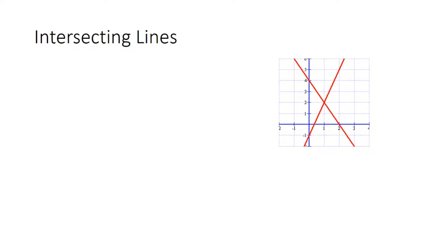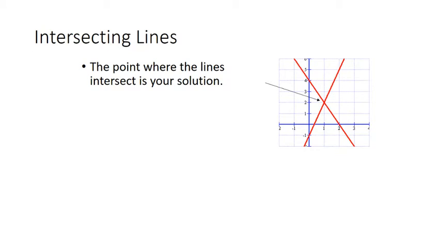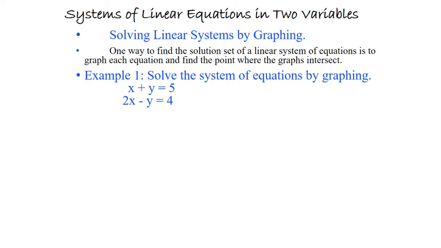So if we have this graph and I want to know what the solution is, it looks like the lines intersect at the point (1, 2). Therefore, the solution of this graph will be the ordered pair (1, 2). So let's look at a couple examples. The first example is we have to solve the system of equations by graphing.